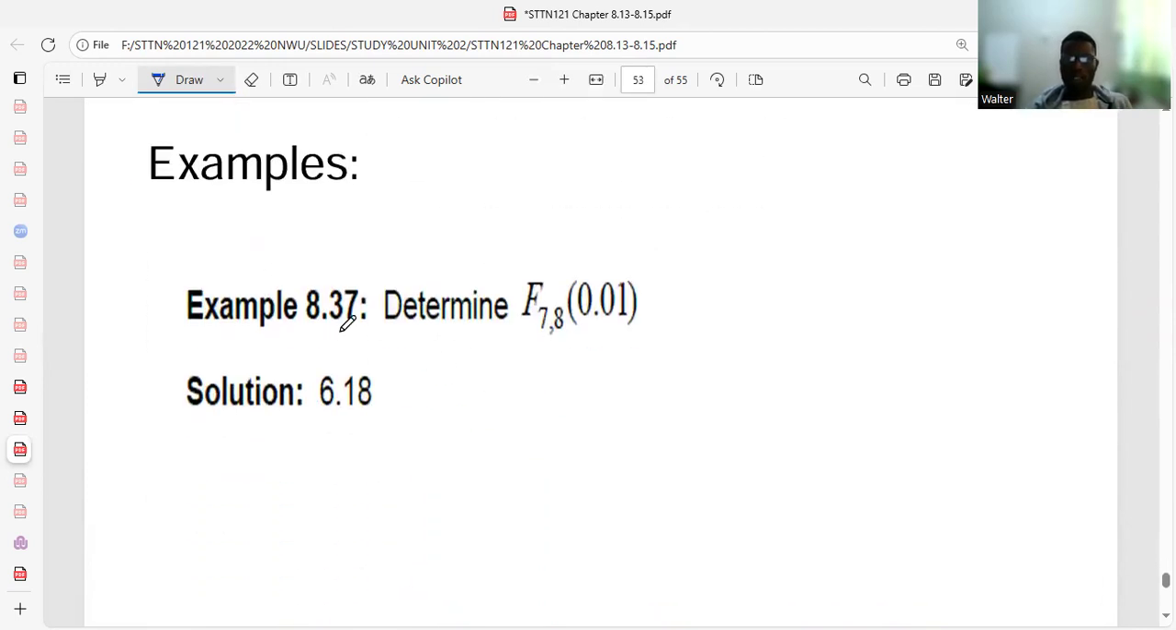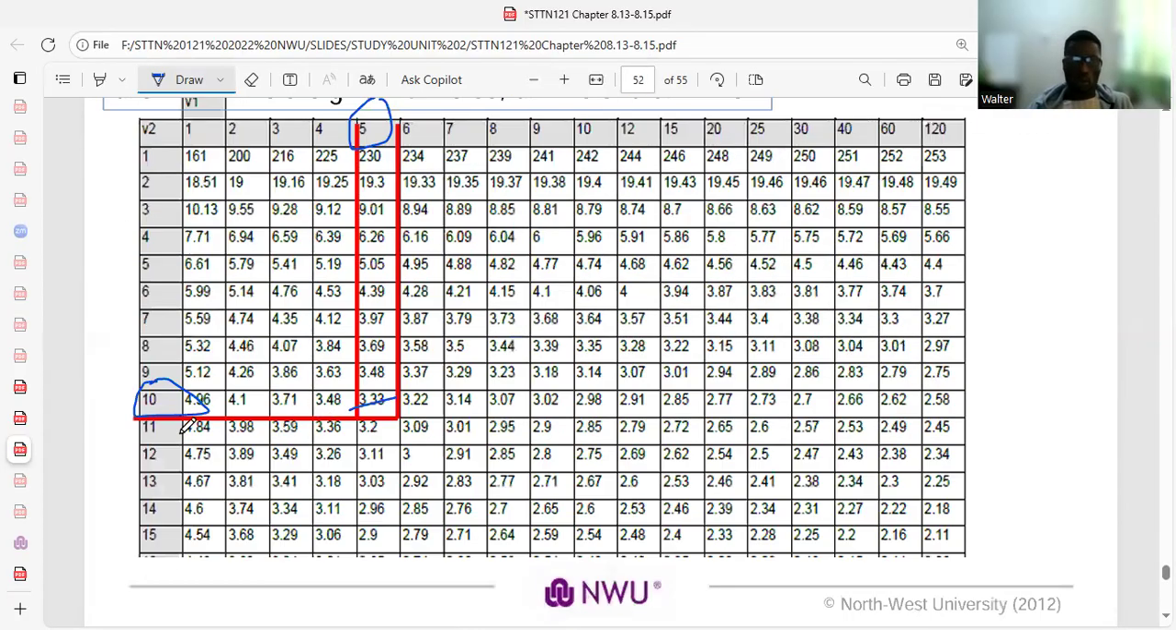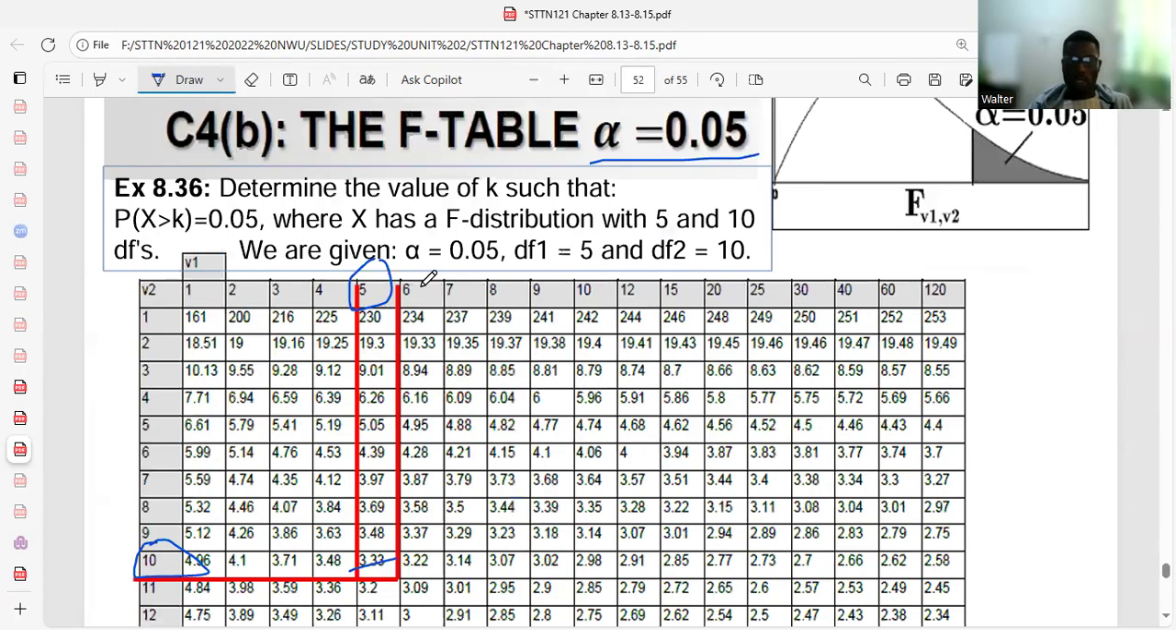Now here, look at this one. We are given F, determine the F value under the 0,01 table. It's 7 and 8. It means 7 will be V1, 8 will be V2. V1 is 7, V2 is 8. Let's go. Where's V1? V1 is what? It's 7 here. V2 is what? It's 8 here. Where do they correspond? Let's check.